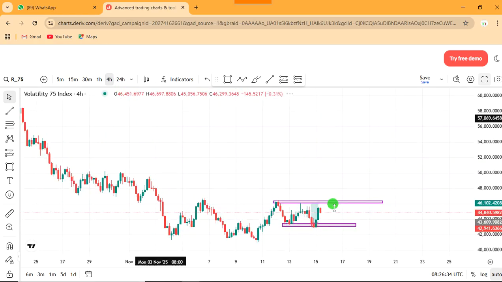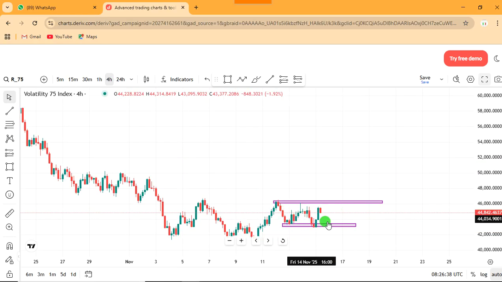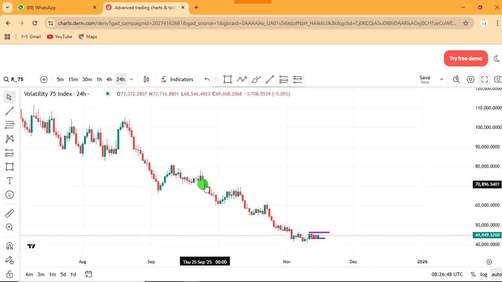Now going back to the H4, these zones are, let me remove these, let me move the entry. So this is actually still valid. What I've expected is a break below this or a break above this. Now I can see first that Volatility 75 has been on a downtrend for a long period of time, and currently it seems to be in a range.